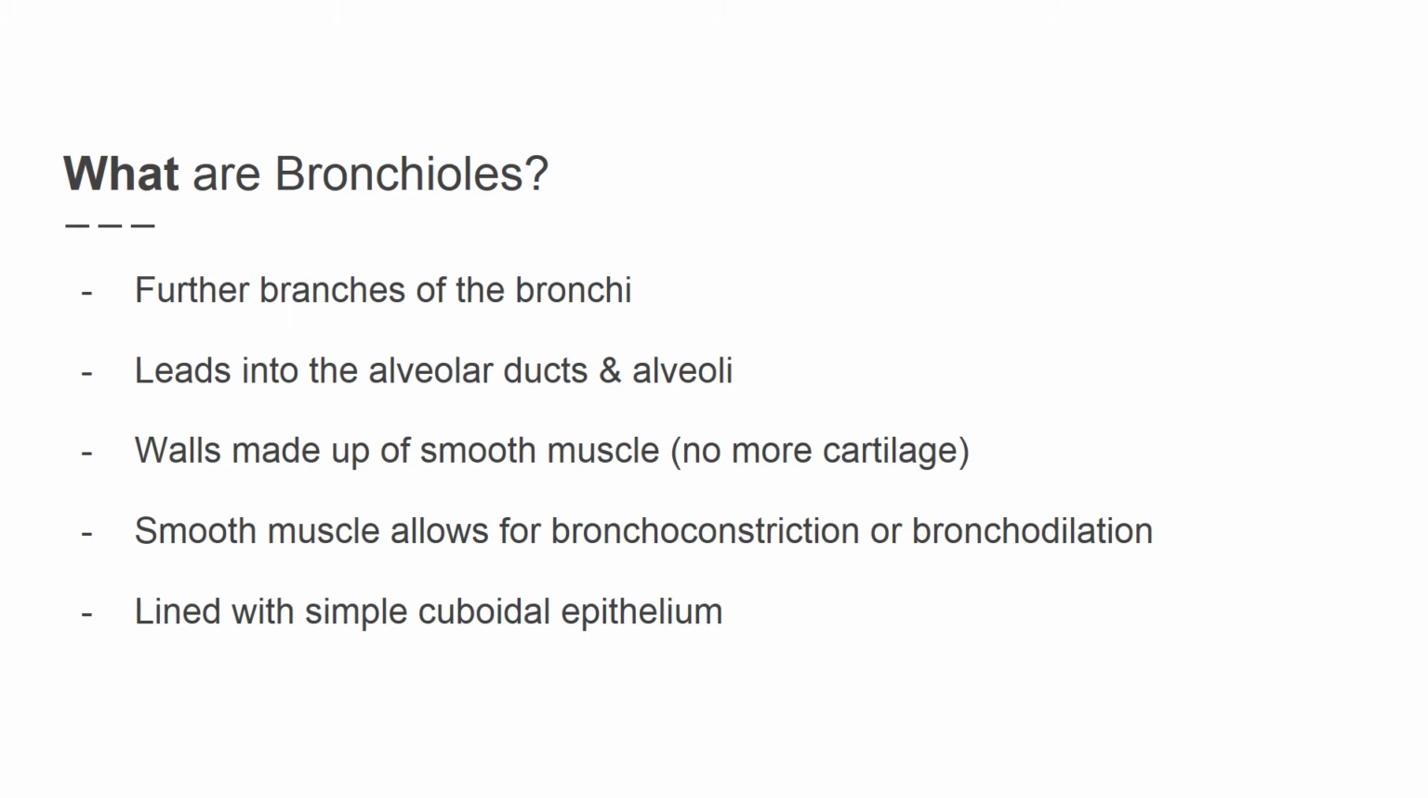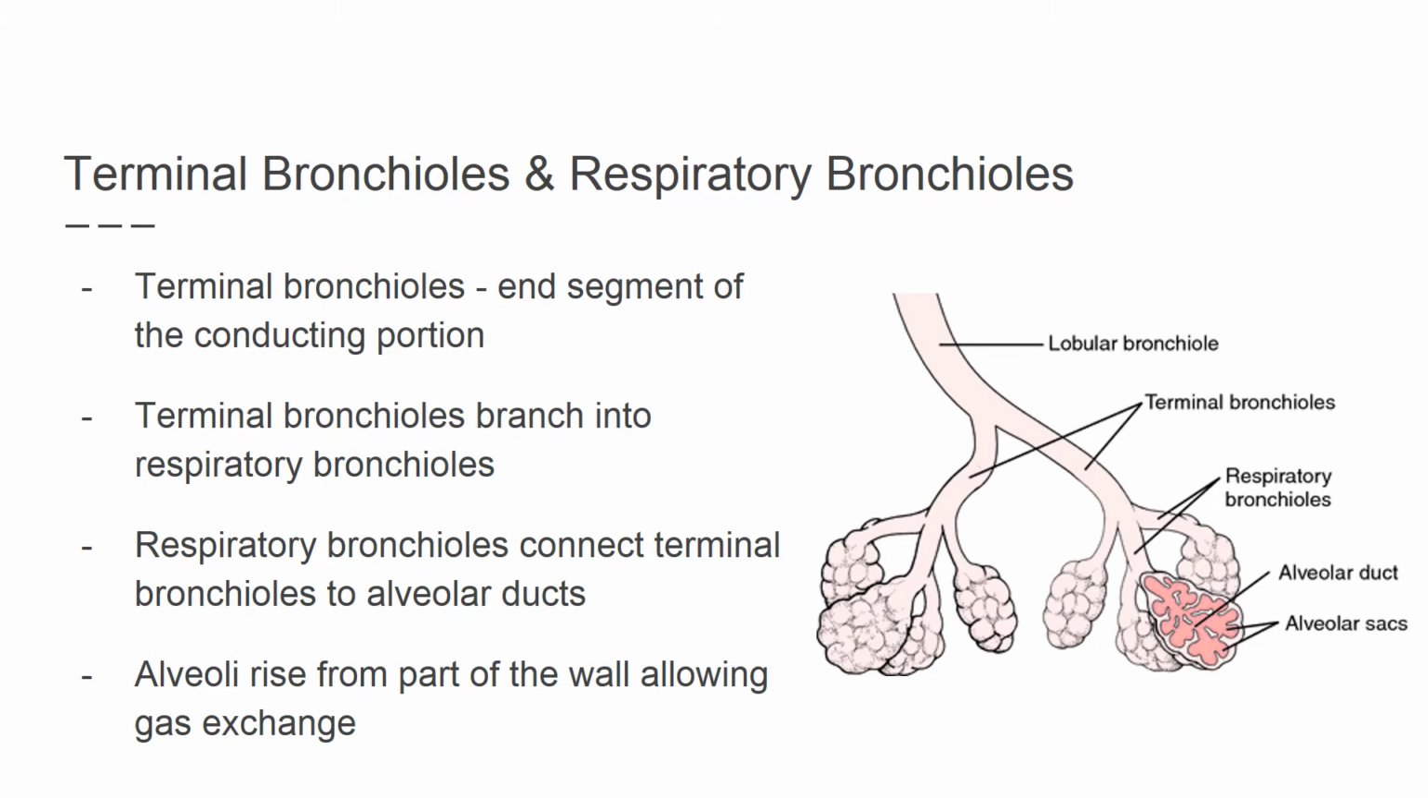The bronchi branch even further into the bronchioles, which conduct air into the alveolar ducts and the alveoli. The walls are made of smooth muscle, allowing for bronchoconstriction or bronchodilation to regulate flow, and the bronchioles are lined with simple cuboidal epithelium. The terminal bronchioles mark the end of the conducting portion.